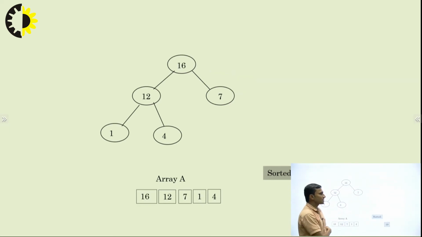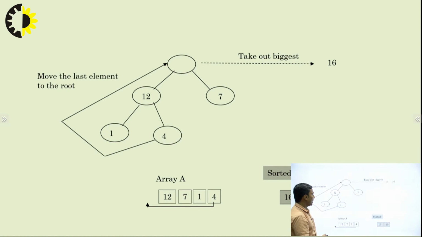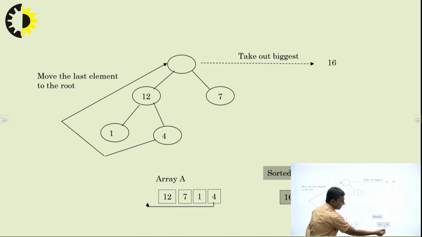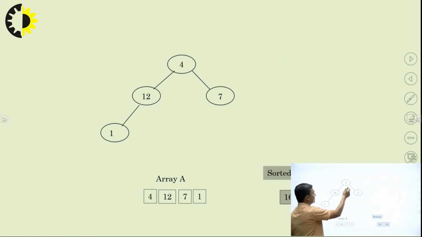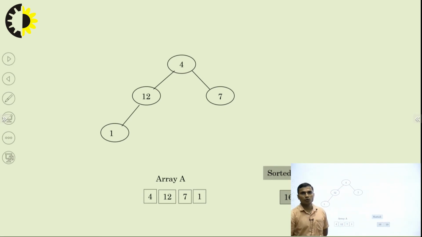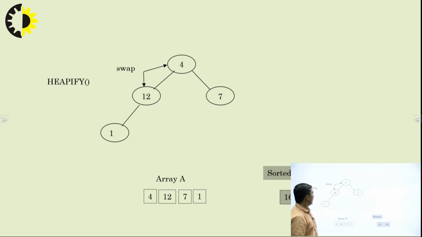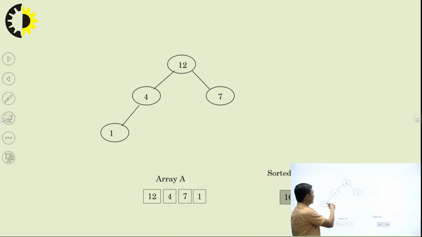After swapping 16 with 7, again we will take out this 16 and move the value of this 4 to the root node. So now we have the sorted elements 19 and then 16. After that we follow the same procedure. We will check whether this 4 holds the max heap property or not. We find that this 12 is greater than this 4, so we will swap this 4 with 12, and after that we check whether this 4 has the max heap property. Here this 4 does have the max heap property.